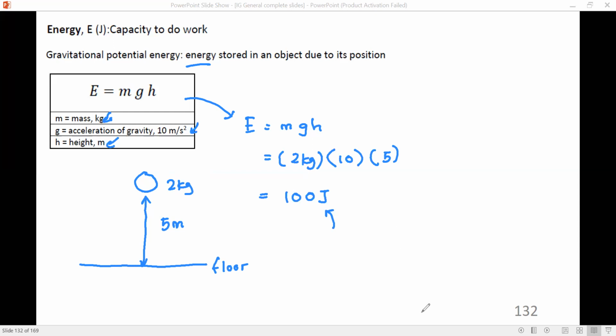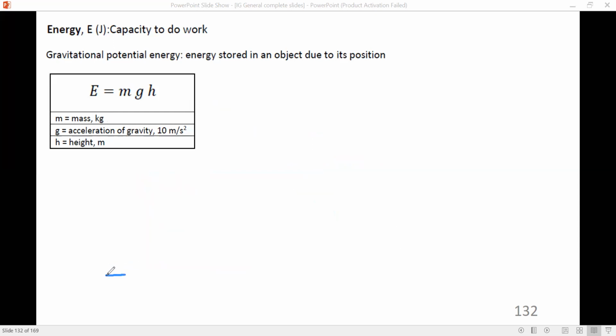Let's do another example. If there is an object here, let's say this distance here is 2 meter. The question says that the energy in this object due to its position is 200 joule. The question is calculate the mass.